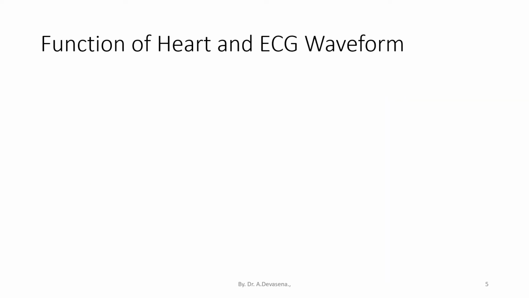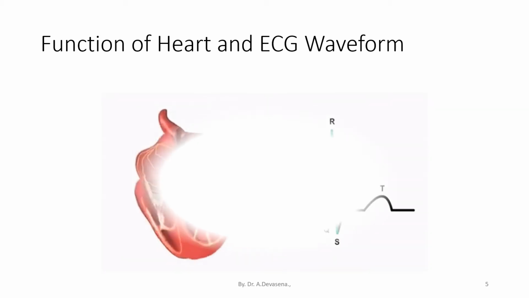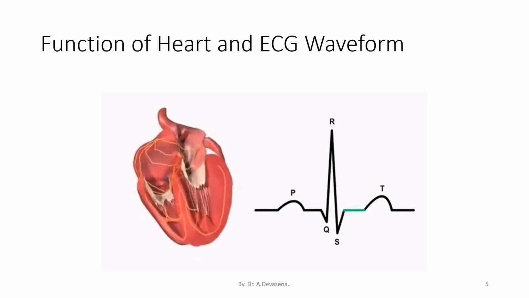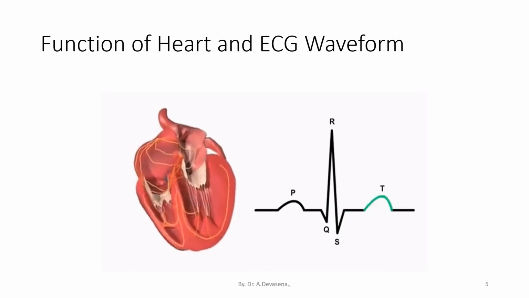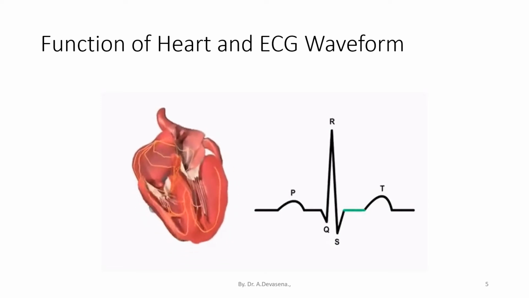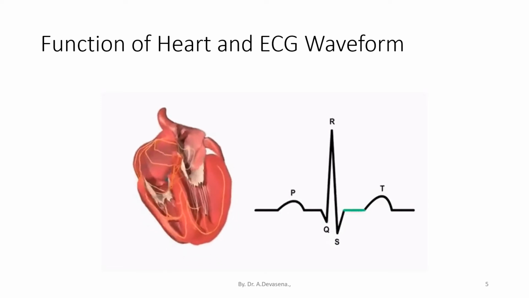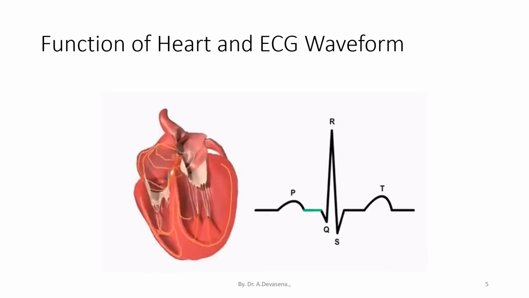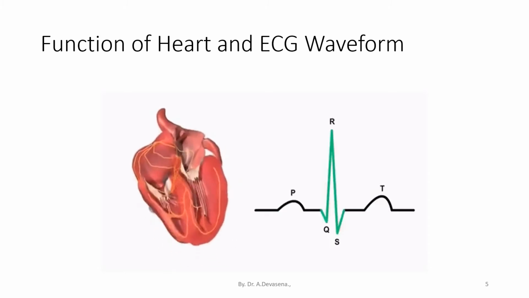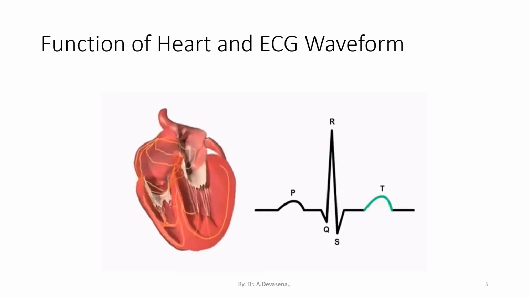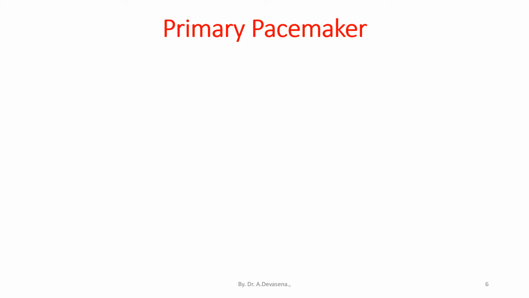The function of the heart and the ECG waveform are represented here. In this diagram, the contraction and expansion of the heart are represented, and the ECG waveform is also represented. The ECG waveform represents the contraction of the atrium and expansion of the ventricle. It is indicated here.